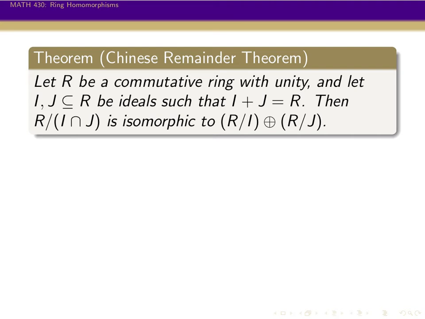The Chinese remainder theorem for rings states that if R is a commutative ring with unity, and you have two ideals, I and J, such that I plus J gives you the whole ring, then R modded by the intersection of I and J is going to be isomorphic to the direct sum R mod I plus R mod J. Okay, and so we're going to prove this using the first isomorphism theorem.